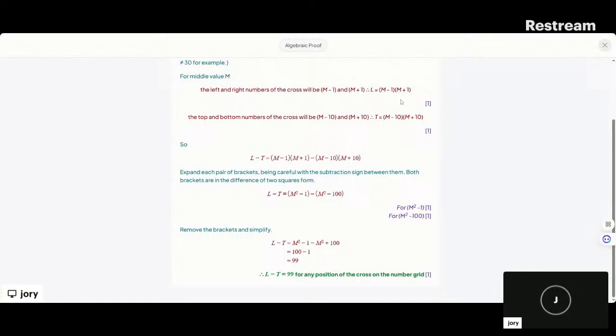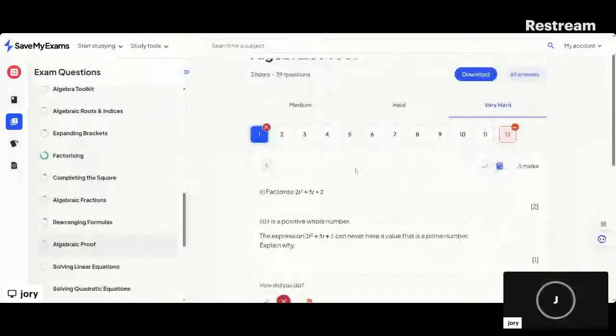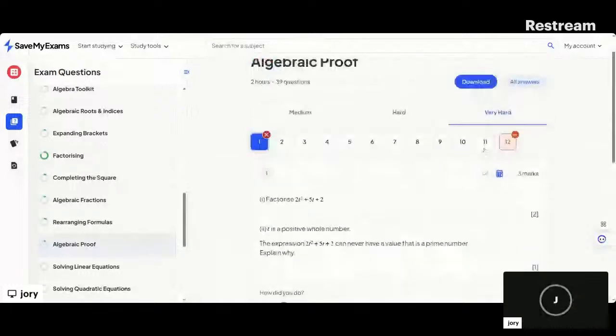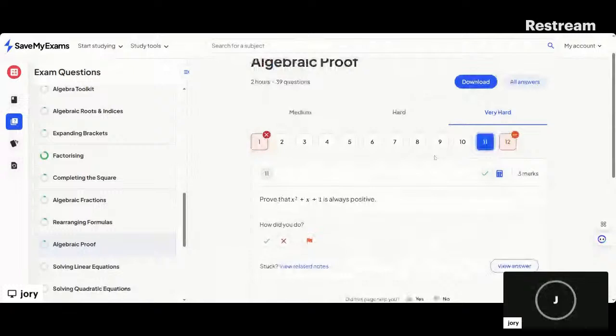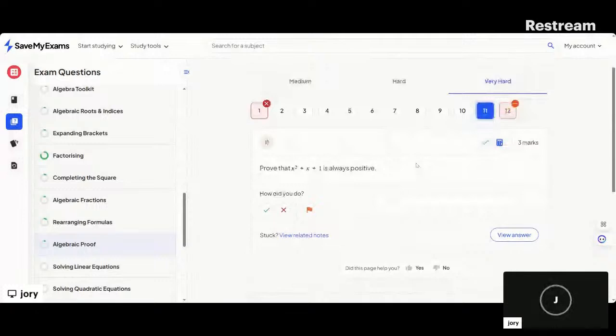Okay. Let's try another algebraic proof. What was this? What did I get wrong? Oh, the prime number one. Okay, proof is always positive. But it's not. Oh wait, it is. Because the square of any number is positive. And then add that number, even if it's negative, will always give you a positive number because the square is bigger than the number itself.